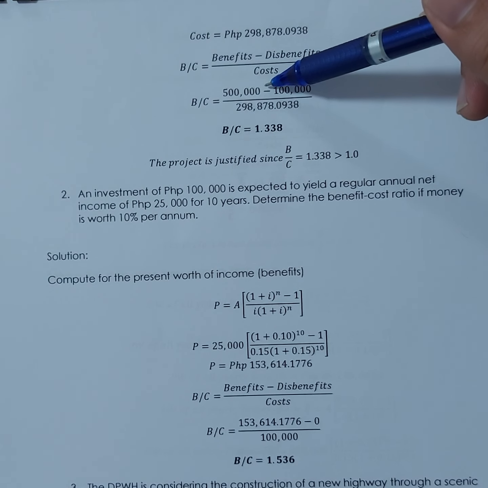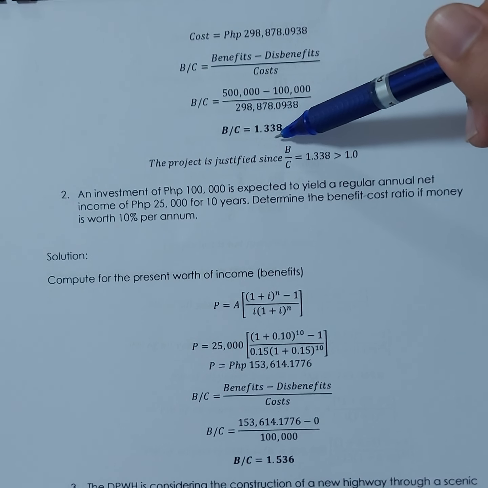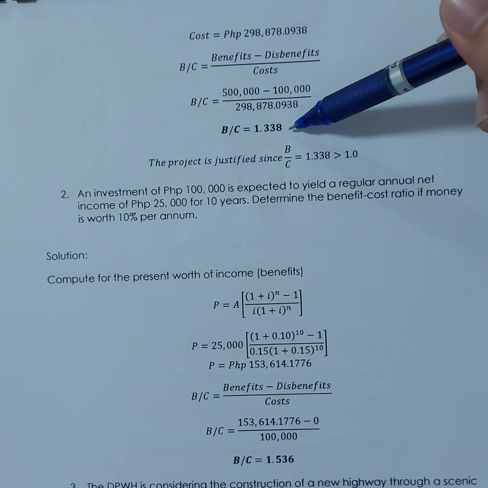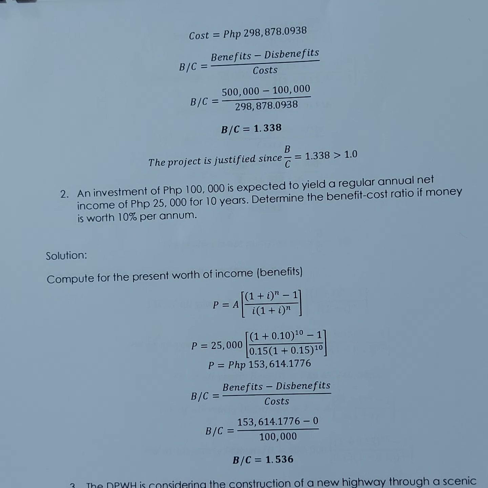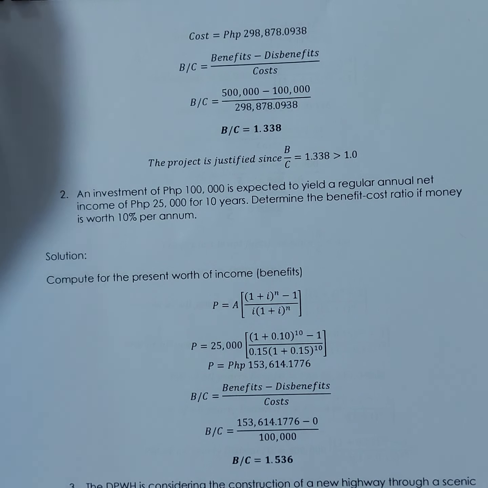Okay, so that would be 500,000 minus 100,000 divided by ito. So the benefit cost ratio is 1.338. So it's greater than 1. So ibig sabihin, yung desirable yung investment or yung project. Okay? So yan. Then number 2.